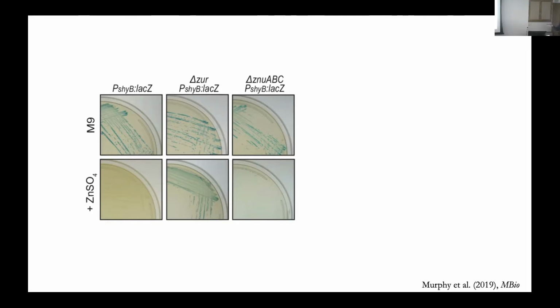Beautiful. It doesn't turn off anymore if we delete Zur, because Zur is obviously the repressor. If you don't have it anymore, you can add as much zinc as you want. You won't repress the promoter anymore because its repressor is gone. And then delta ZnuABC, the zinc importer mutant that we created, you can still shut down zinc promoter activity of ShyB, suggesting that the second zinc transporter, that's sort of one of the tangents that came out of that, seems to be functional. If you just add enough zinc, it'll be able to pump it in and repress this promoter at some point.